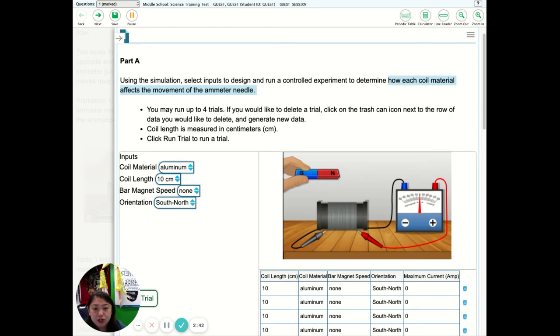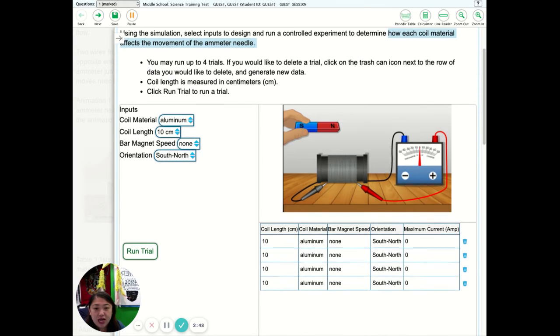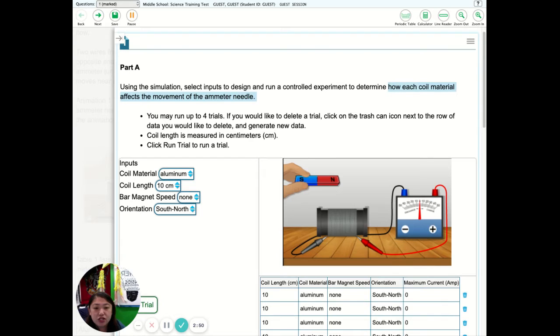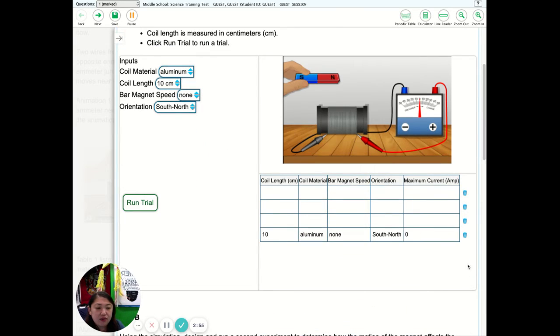You may run up to 4 trials. If you would like to delete a trial, click on the trash can icon next to the row of data you'd like to delete and generate new data. Coil length is measured in centimeters. So I'm going to delete these because I ran them earlier.